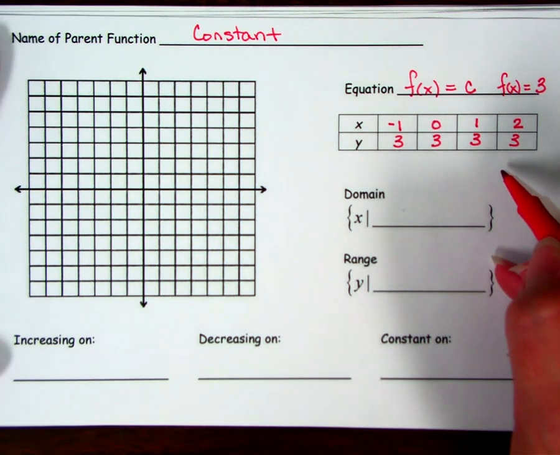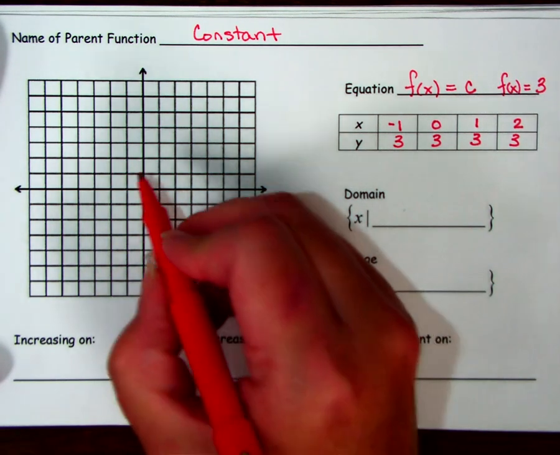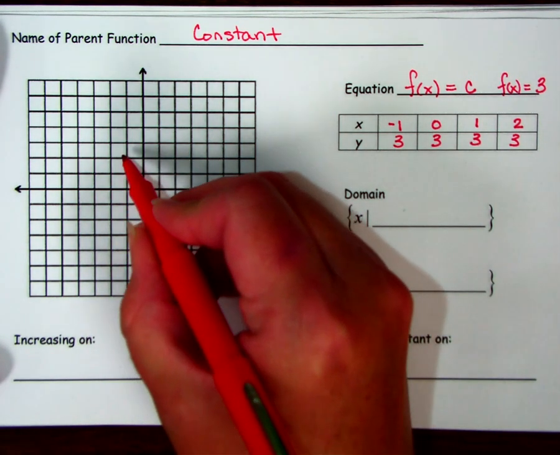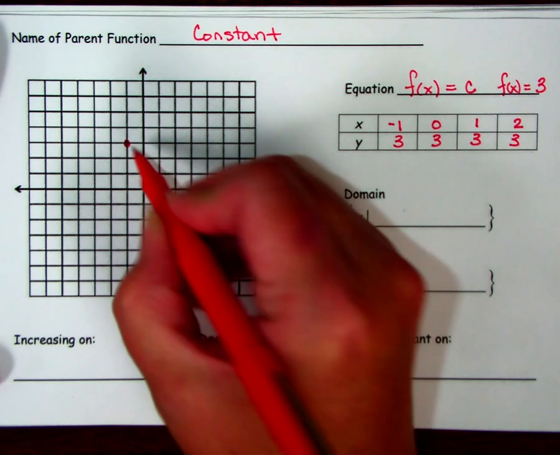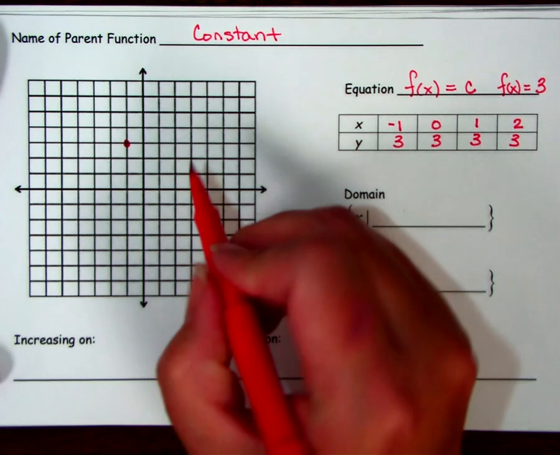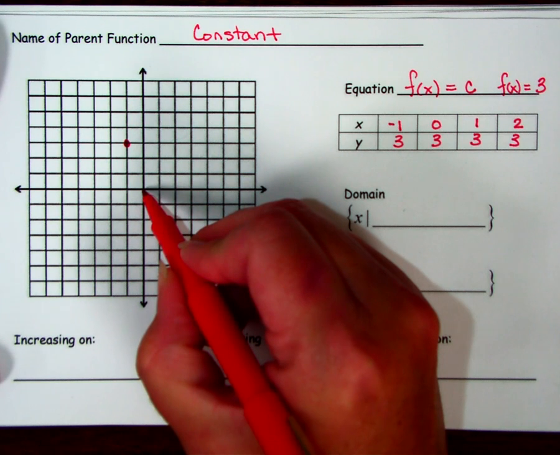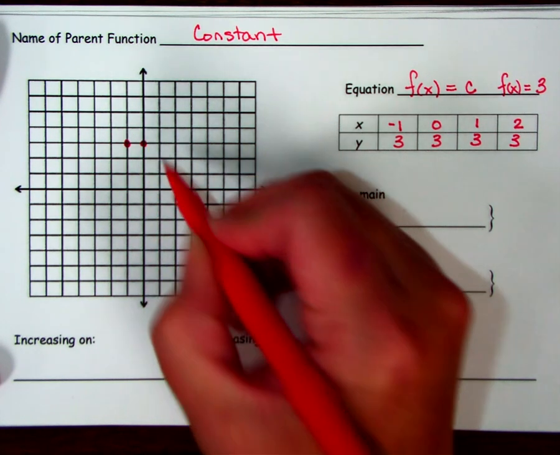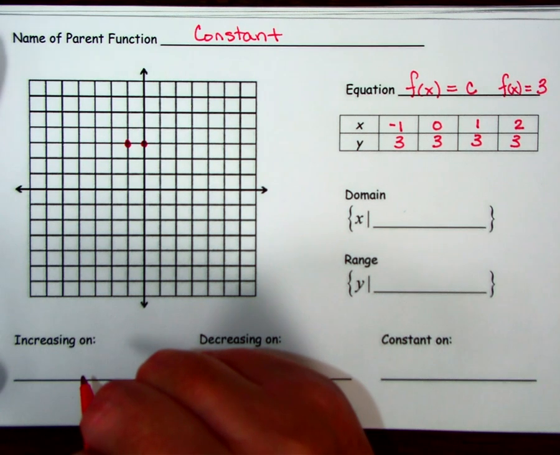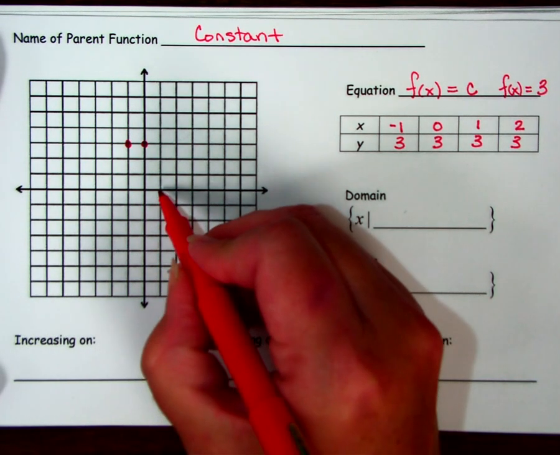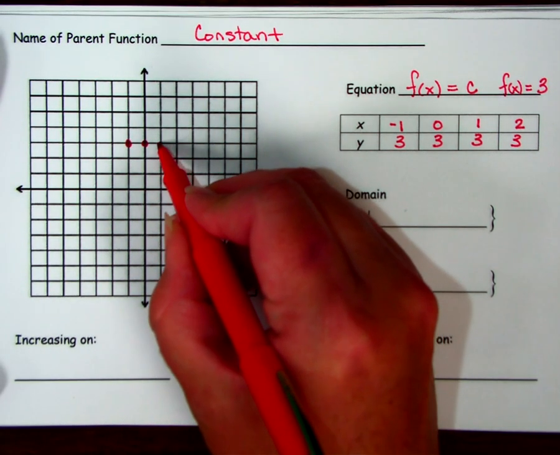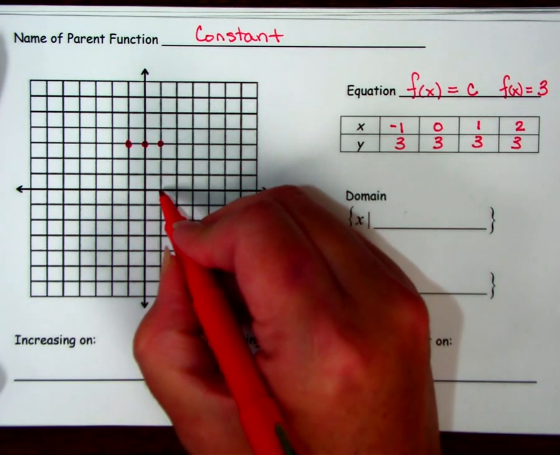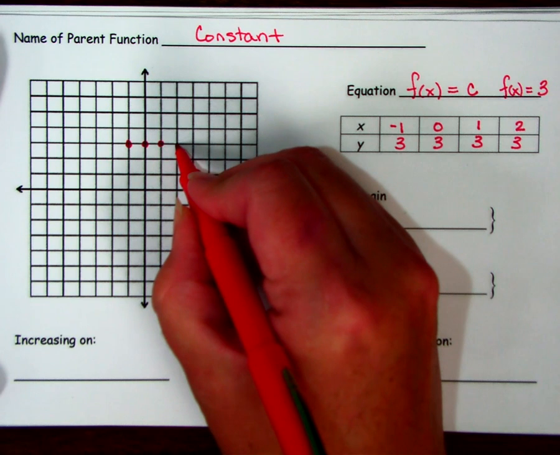I'm going to plot those points so I can see the pattern, see what it looks like. So -1, 3, I'd start at the origin, I go to the left 1 and up 3. Then 0, 3, start at the origin, go over 0 and up 3. 1, 3, so start at the origin, I'm going to go to the right 1 and up 3. And 2, 3, so I'm going to start at the origin, go over 2 and up 3.